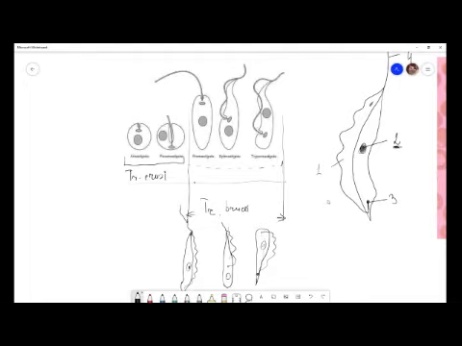As you can see, this parasite has different forms. In the top you can see four main forms. This is amastigote and paramastigote. These life forms you can find in Trypanosoma cruzi.